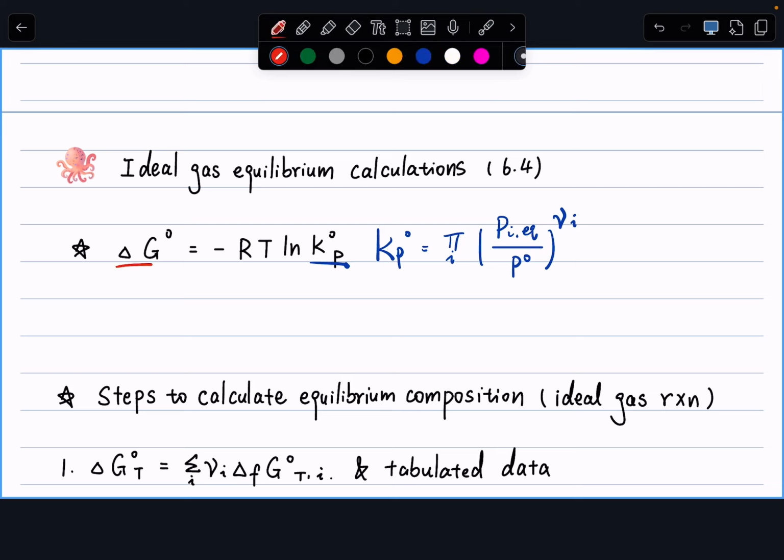What about ΔG°? ΔG° is the Gibbs free energy of my general reaction. Or the other way to put it, for a general reaction of 0 goes to stoichiometric coefficient times different species, we define our Gibbs free energy ΔG° at a certain temperature as equal to the sum of the stoichiometric coefficient times the standard Gibbs free energy of formation of each species in my thermodynamic table.